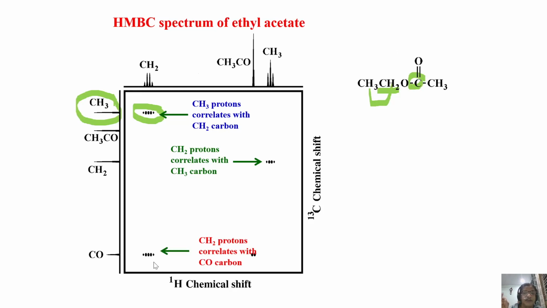HMBC is the biggest advantage. You can get correlation to remotely bonded proton with carbon. If this carbon is there, its remote bonding with this proton can be seen. So only 2-bond, 3-bond correlations can be seen. That is the example I gave for HMBC. We took the real example of ethyl acetate and we analyzed the spectrum. I suppose you all got the point how to analyze the coupled HSQC and coupled HMBC spectrum.